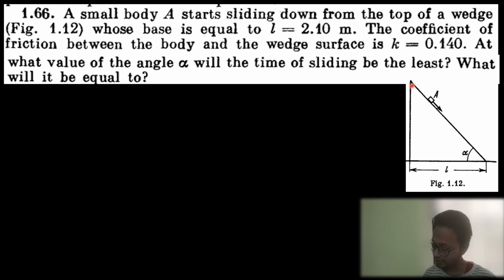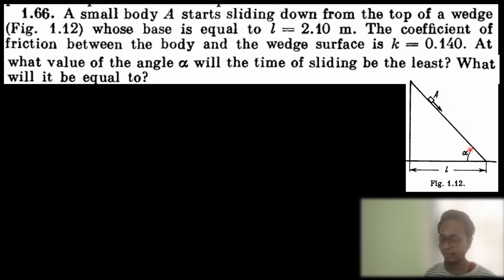So what this question is saying is there is an inclined plane with angle alpha. The length out here is given as 2.10 meter, and this block is sliding down. Find the value of alpha so that this block takes minimum time to slide down.